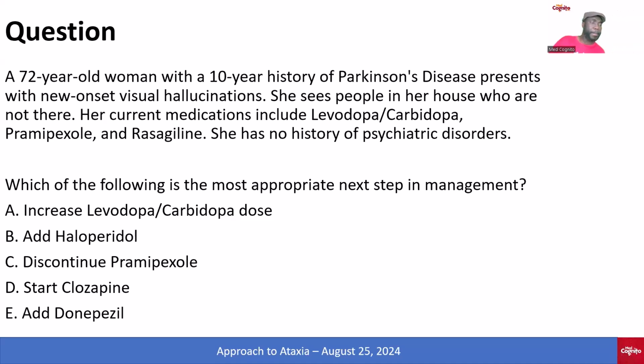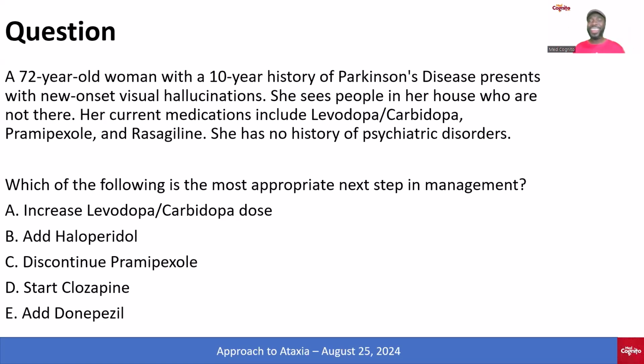A 72-year-old woman with a 10-year history of Parkinson's disease presents with new-onset visual hallucinations. She sees people in her house who are not there. Her current medications include levodopa, carbidopa, pramipexole, and rasagiline. She has no history of psychiatric disorders. Which of the following is the most appropriate next step in management? Option A, increase levodopa, carbidopa dose. B, add haloperidol. C, discontinue pramipexole. D, start clozapine. E, add donepezil.